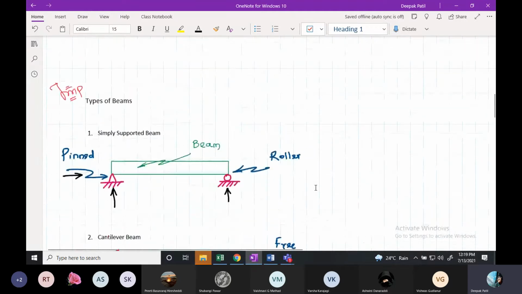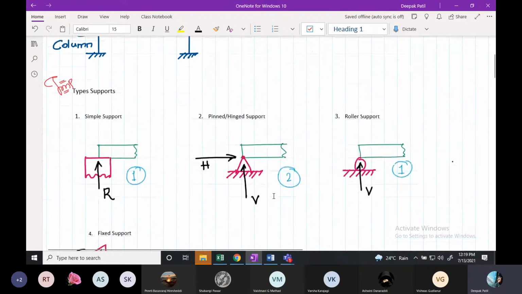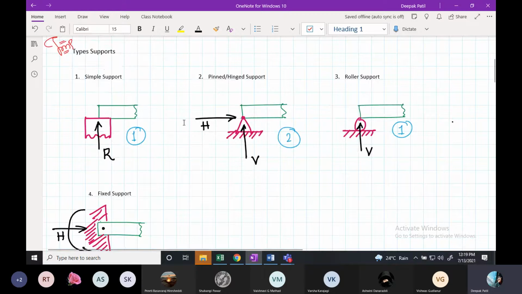Right then. So let us start with the class. In my last class, we started with support reactions. That is actually an application of Bergman's theorem. I told you about the different types of supports we have: simple support, pinned or hinge support, and roller support. In simple and roller supports, there will be only one reaction, in the vertical direction. In the pin or hinge support, there will be two reactions.